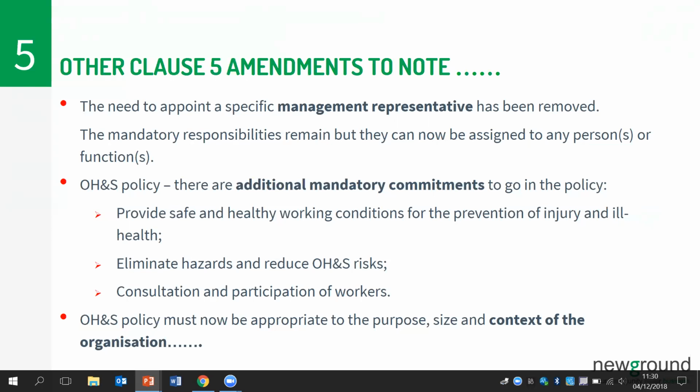If you want to keep your management representative, then of course you can. You just don't have to appoint one anymore.